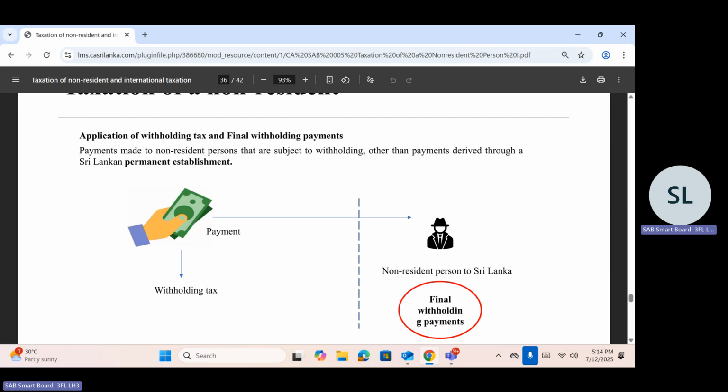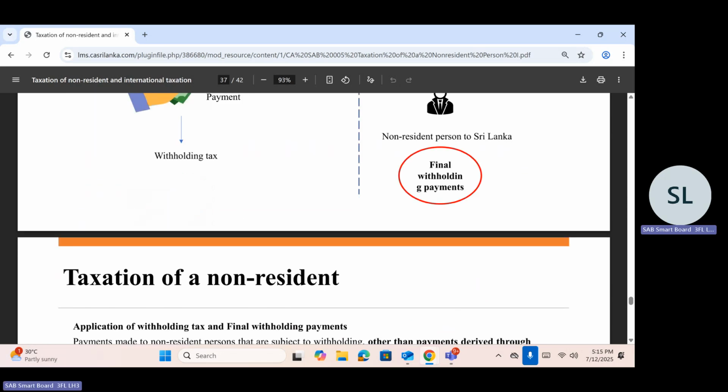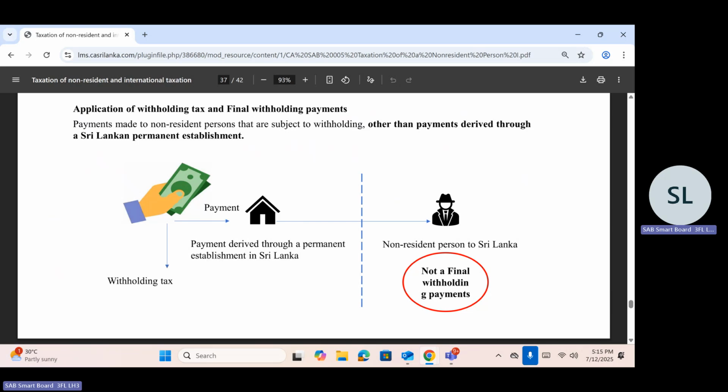the second scenario is there. He has a permanent establishment. Right? So payments made to a non-resident person are subject to withholding tax, other than payment derived to a permanent establishment, a business location. The resident person is liable to withholding tax, but it is not final withholding. Right? It is not final withholding.